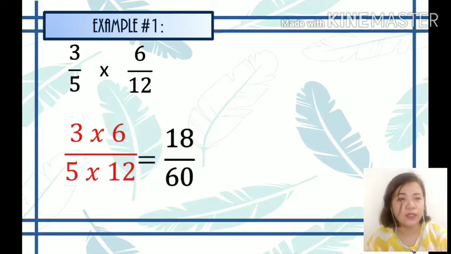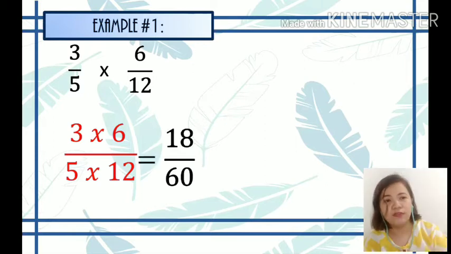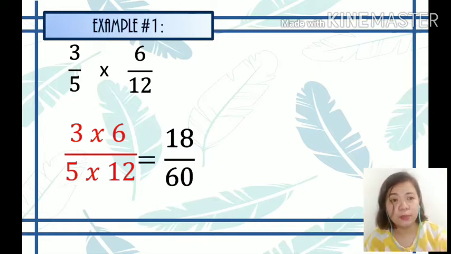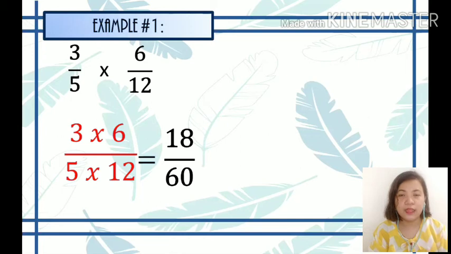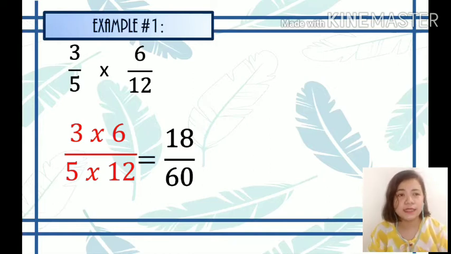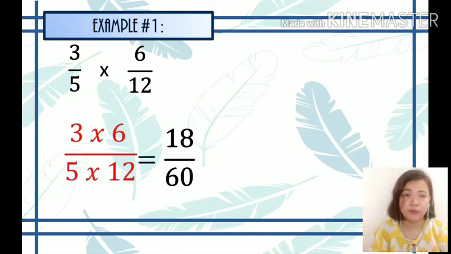Afterwards, we're going to identify if 18 over 60 is a proper fraction or an improper fraction. It is a proper fraction if our numerator is less than our denominator, and it is an improper fraction if our numerator is greater than our denominator. Since in this example 18 is less than 60, this is a proper fraction.